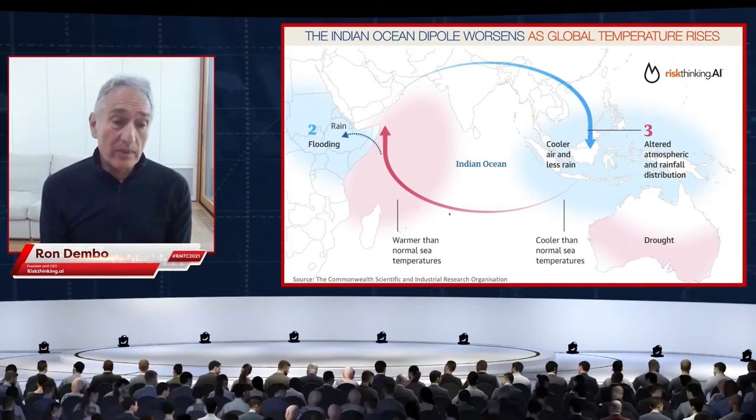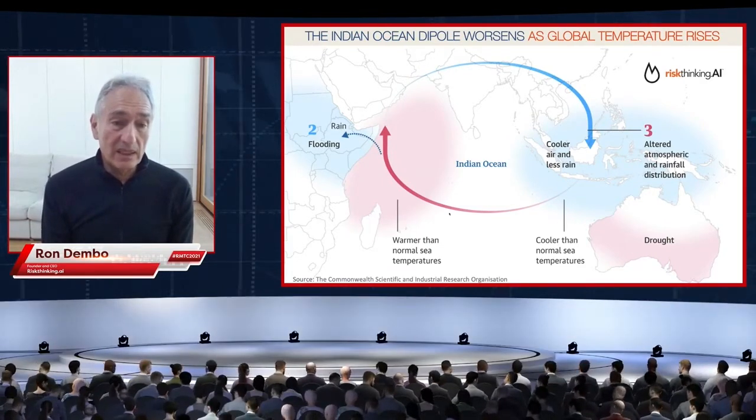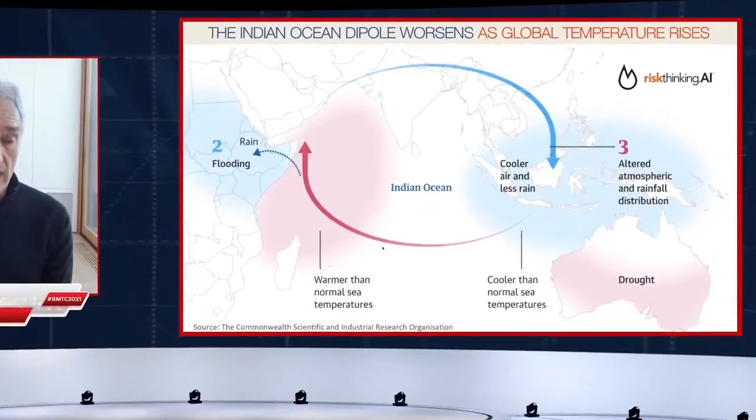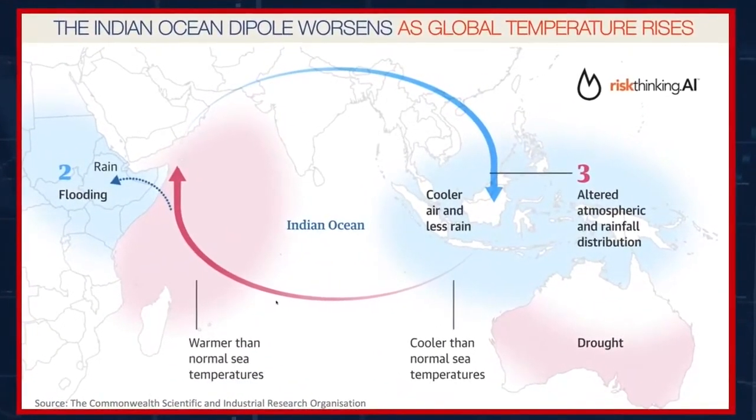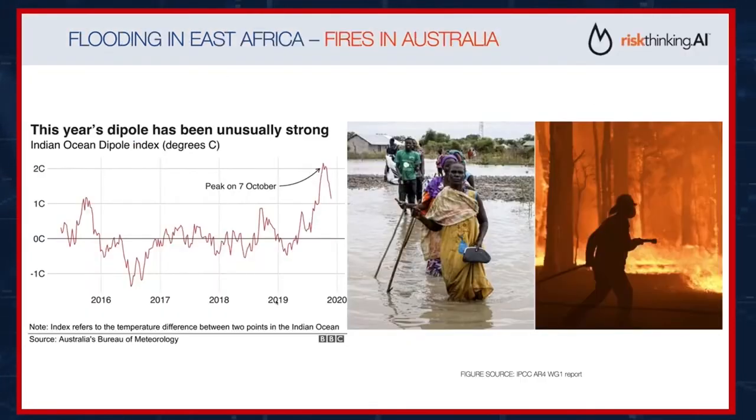When it's warmer, as it is in a positive phase, you have the east coast of Africa getting much more rain. That causes floods, mudslides, and a lot of social upheaval. So, one climate modulator affecting multiple parts of the world simultaneously. And this is a key to climate change.